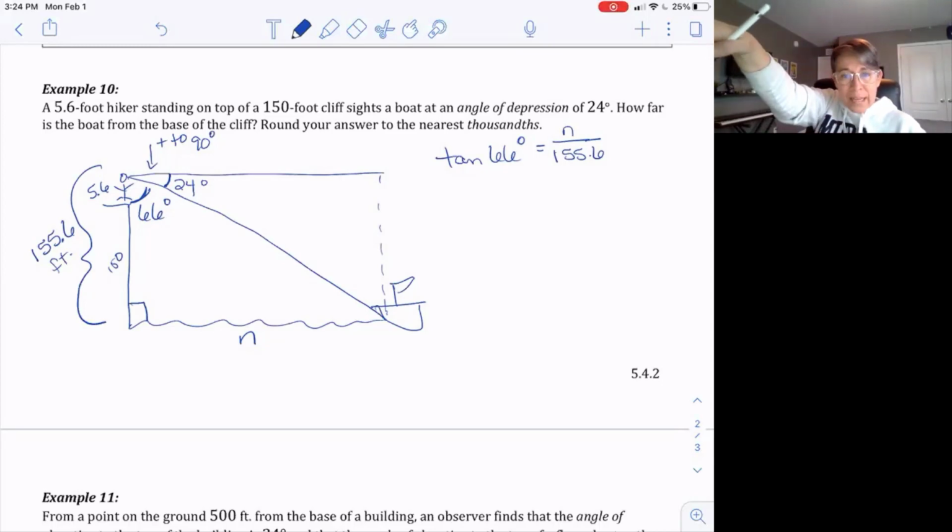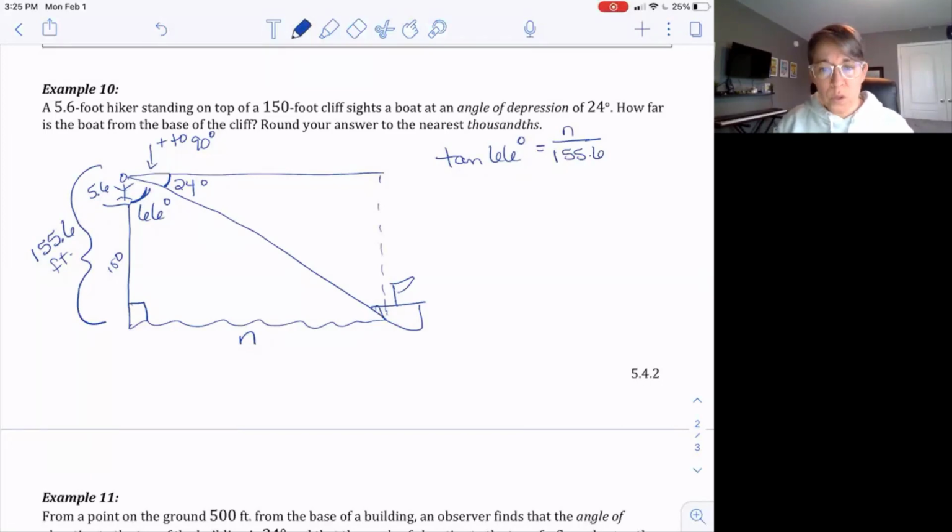Now, just a side note, in this problem, they gave us the height of the hiker. So we can add it to the 150. If they don't give you the height of the hiker, just go from the bottom of the cliff. 150 feet, give or take 6 feet, it's going to be minimal, okay? So if they give you the height, include it. If they don't, just use the cliff. So now we can solve.